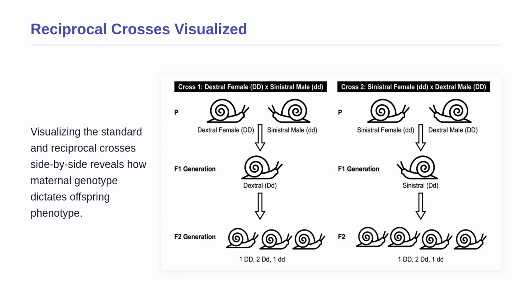Notice what happens when we move down to the F2 generation at the bottom. In both cases, the F2 generation is entirely right-handed. This visual perfectly captures the essence of the maternal effect. The physical spiral of the shell is always one generation behind the genetic code that actually determines it.